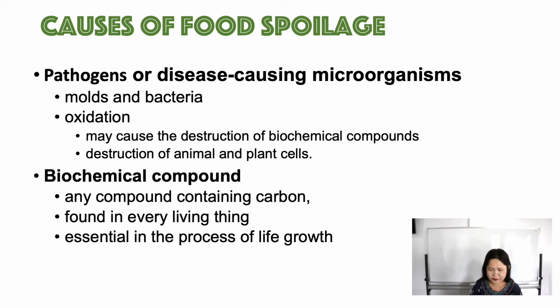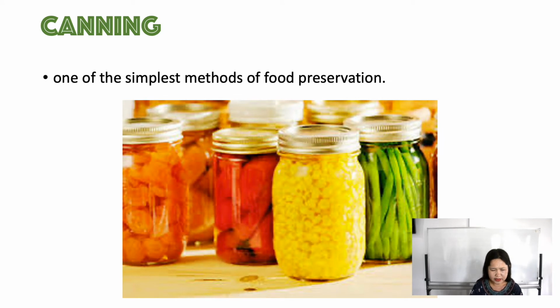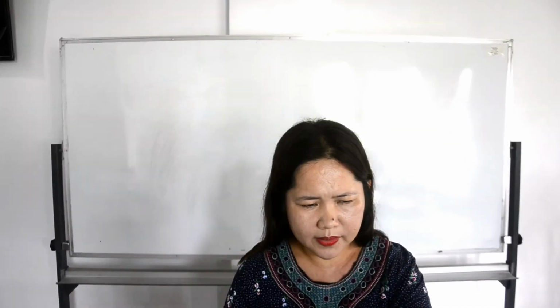And next, methods of food preservation. Number one method is canning. What is canning? It's considered one of the simplest methods of food preservation. Food is heated and sealed in a container or jar to destroy the pathogens. A vacuum is also created in the jar as it cools and is sealed. Food must be canned properly to prevent any contamination that may arise, and it is the best way to preserve peak harvest foods. Types of canning.